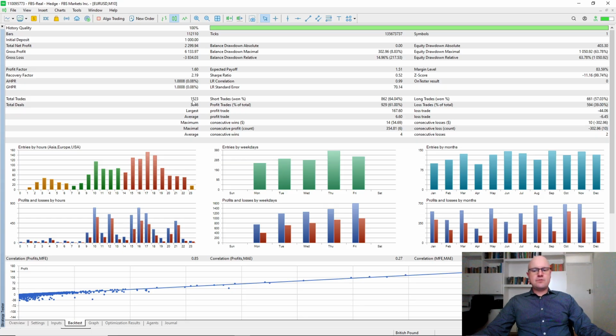So Node Neural EA looks to be a strong contender for one of the best free Forex robots available on the market. If you agree with me in this statement, make sure to let me know in the comments down below.